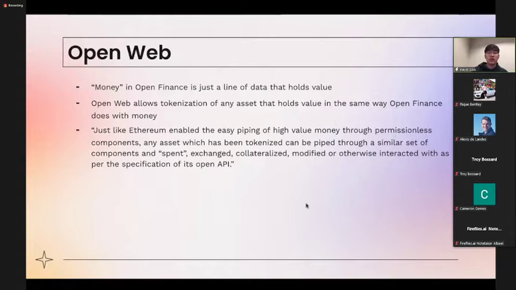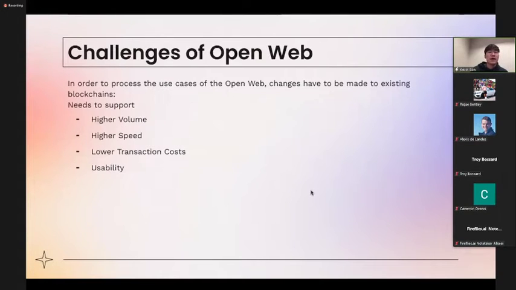Here's another quote. Just like Ethereum enabled the easy piping of high value money, any asset that can be tokenized can be piped through a similar set of components, right? So basically it allows us to kind of tokenize anything that holds value in the real world and allows us to interact with it.